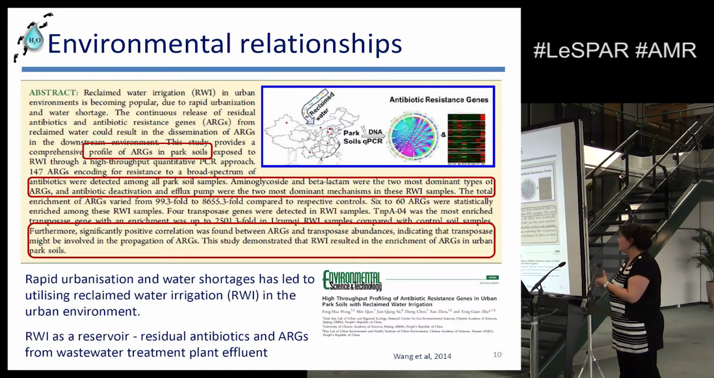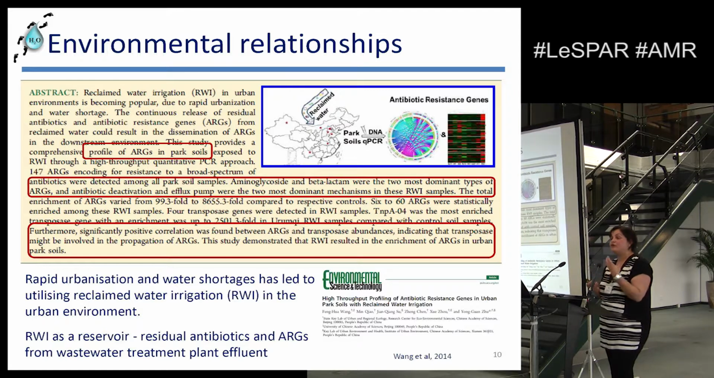So here's a paper where they're looking at reclaimed water irrigation. They've taken a wastewater, reused it, and they're using it for irrigation, in this case of a park. They looked at the profile of antibiotic-resistant genes, and they were able to find a correlation with transphosphate abundances, detecting it among different park soil samples. So again, another route by which you can have contact to humans and animals, showing the complexity of that outside environment and how the parts overlap and interact with each other.